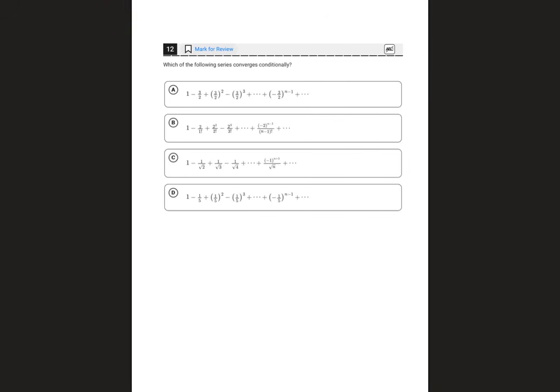Next one. Which of the following series converges conditionally? They're all alternating series. And it's definitely not A. The absolute value of those terms just gets bigger and bigger. So we'll think about the alternating series test. It would say that these diverge. The terms 3/2, 9/4, 27 over 8, the absolute value of these terms are just getting bigger and bigger, so they don't go to 0. The terms themselves have to go towards 0 to converge, so it's definitely not A.